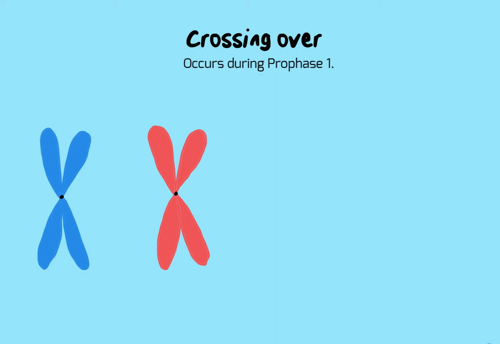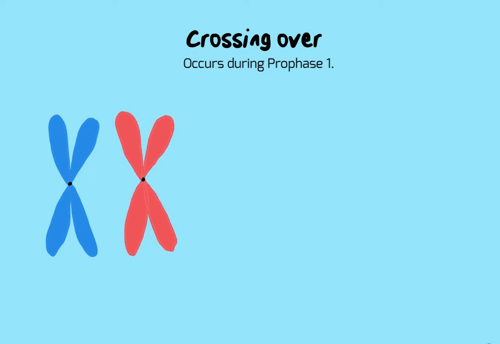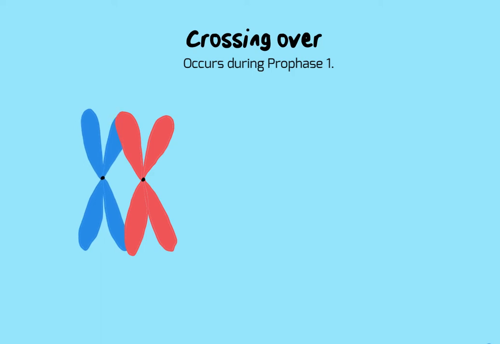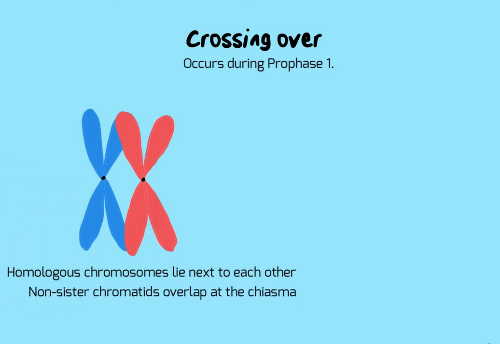So this is how the process goes. You have your homologous pairs. Now we have 23 pairs, so this would happen in humans across all 23 pairs. So what happens is that these homologous pairs will come and lie next to one another, and they overlap at a point called the chiasma. So you can see these homologous chromosomes are lying next to each other, but what happens is these non-sister chromatids overlap at a point called the chiasma.